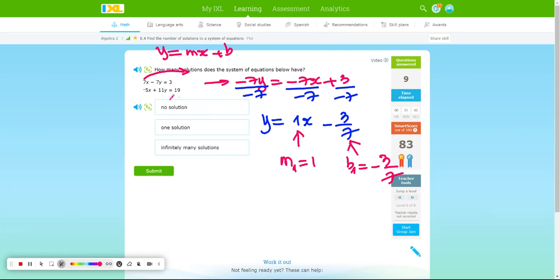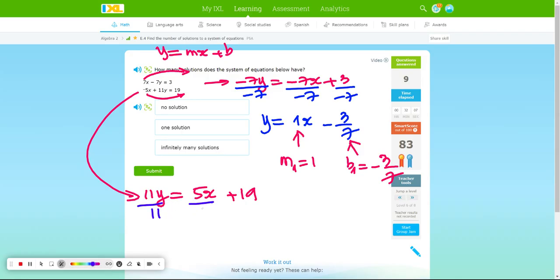Okay, so let's see the slope of the second line. Here is your second line. I do the same thing. I move negative 5x to the right side. On the left side I still have 11y. Negative 5x moves to the right side and becomes positive 5x, and then plus 19. Now I need to divide everywhere by 11. So I come out with y equals 5 over 11x plus 19 over 11.